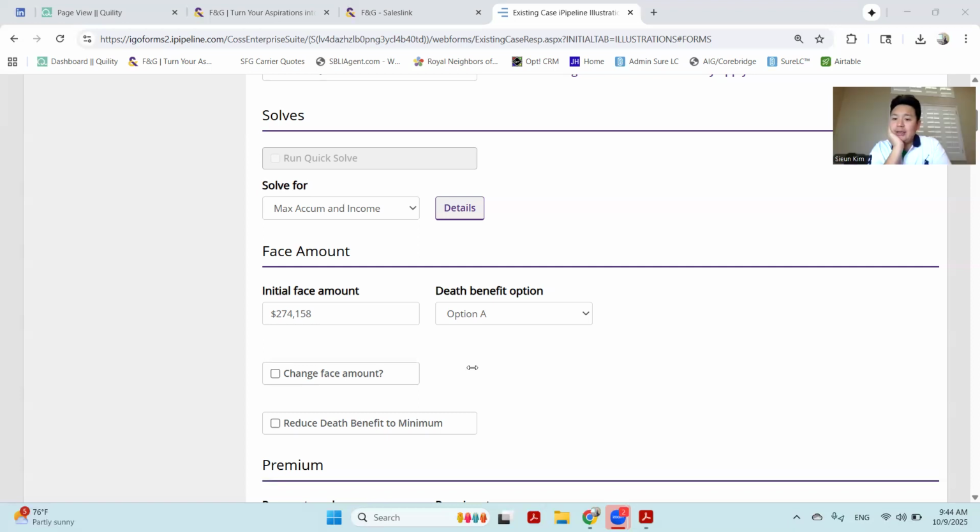Yeah, so option A. Why would someone want B? Because that sounds a lot better. So why would they want B? Yeah, that's a good question.